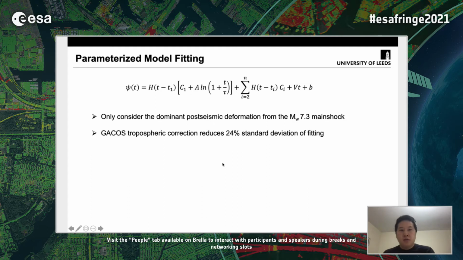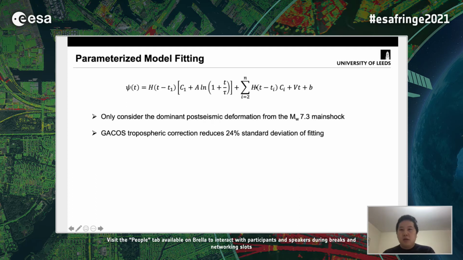This is the model we used in our study. Here, H is a step function. T1 denotes the event time of the main shock. C1 is the co-seismic offset, and we use a logarithm function to represent the post-seismic decay. As for the 3 aftershocks, we model them together as they occur coincidentally in time, as shown in previous slides.